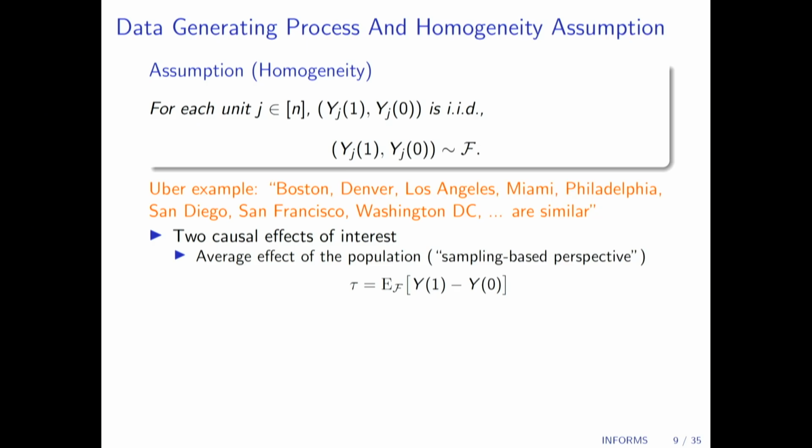In this case, we define tau as the average effect of the population, where we take the expectation over F, where F stands for the data generating process. We usually refer to this as the sampling-based perspective, because the causal effect of interest has a source of randomness coming from sampling. We're sampling the data from the superpopulation. So we take the expectation over F.